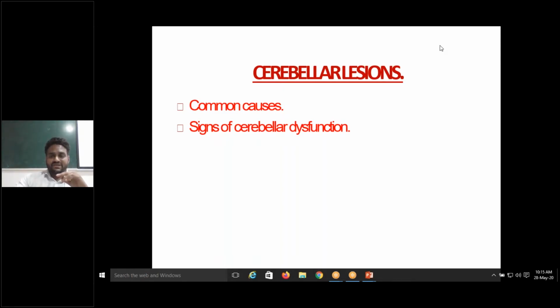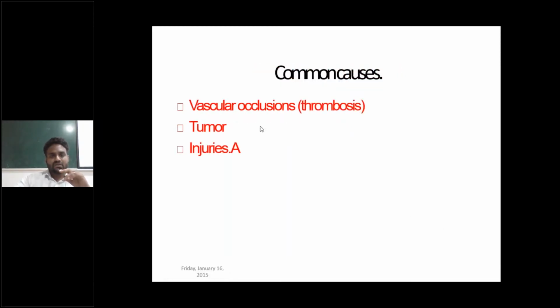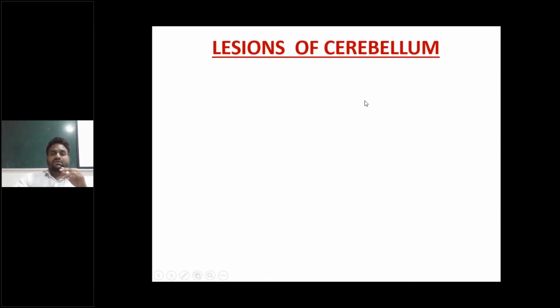Now we learn the clinical anatomy, that is the cerebellar lesions. First one is the cause. What is the cause of the cerebellar lesions? Obviously, the first cause is vascular occlusion, blockage of the blood supply of the cerebellum, then tumor and injuries. So these are the causes of cerebellar dysfunctions.